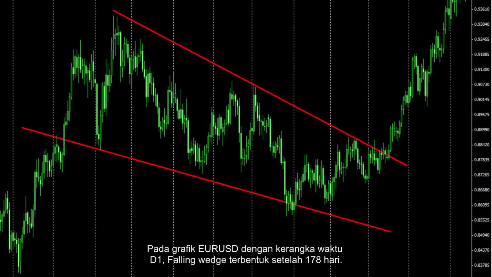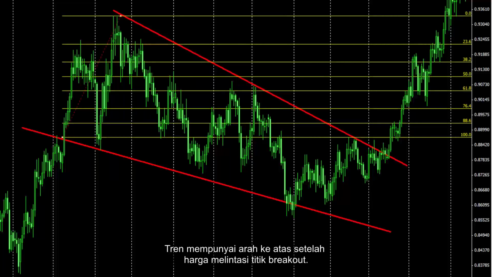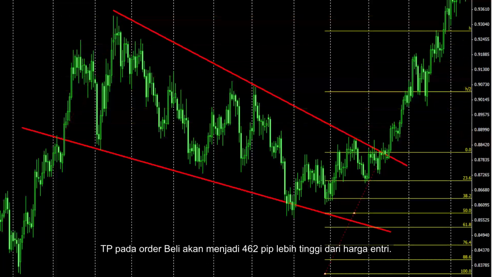On the Euro against US dollar chart with a D1 time frame, a falling wedge has formed after 178 days. The trend has an upward direction after the price has crossed the breakout point. TP on a buy order would be 462 pips higher than the entry price.